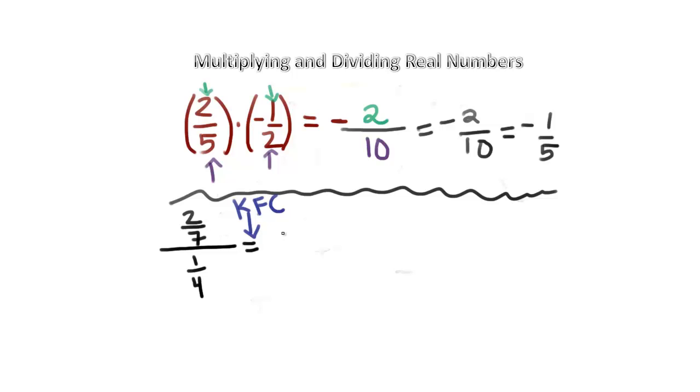So the K stands for keep, so keep the 2/7, right? And we're gonna flip the bottom fraction, or the denominator, right? We're gonna make it 4 over 1. We're gonna find the reciprocal, right? And then the next step is to change the division into a multiplication, right? So now we have that.